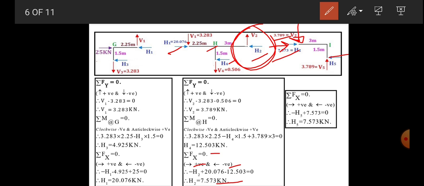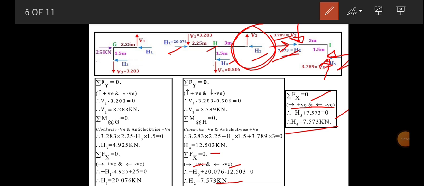And here H5 toward the left side and V5 in upward direction as from the previous slide. H5 is unknown here, so do the summation Fx is equal to 0. These are the sign conventions. So minus H5 plus 7.573 is equal to 0. So we have H5 is equal to 7.573 kilonewton.